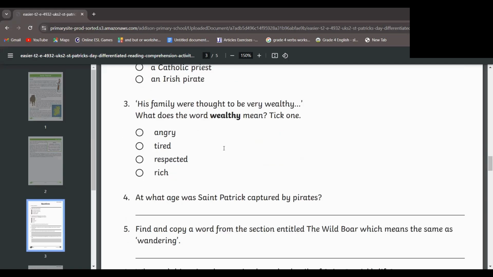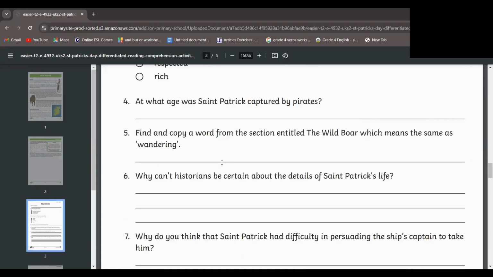Okay. The third one, his family were thought to be very wealthy. What does the word wealthy mean over here? Rich. Yeah, that's the context clue part. Because the word wealthy was in our text and we have to find the meaning. That's a kind of synonym. Okay. Next, fourth one. He was 16. Okay, this one you can write in your book. Wherever the constructive sentence comes, we should try to write it in our book.